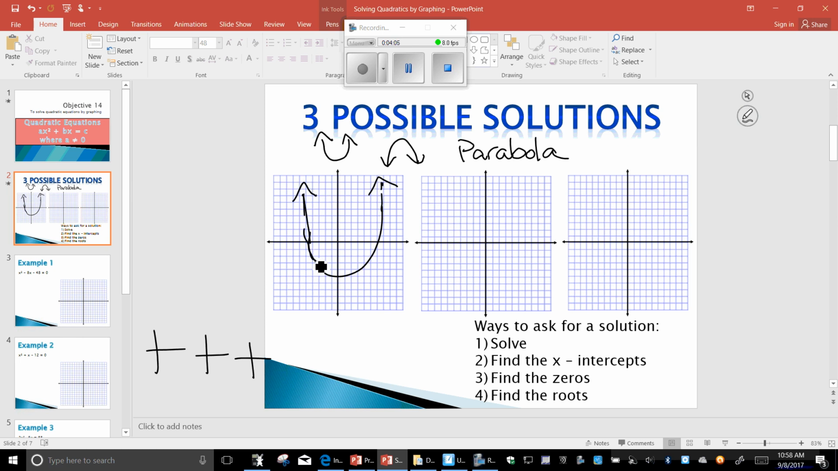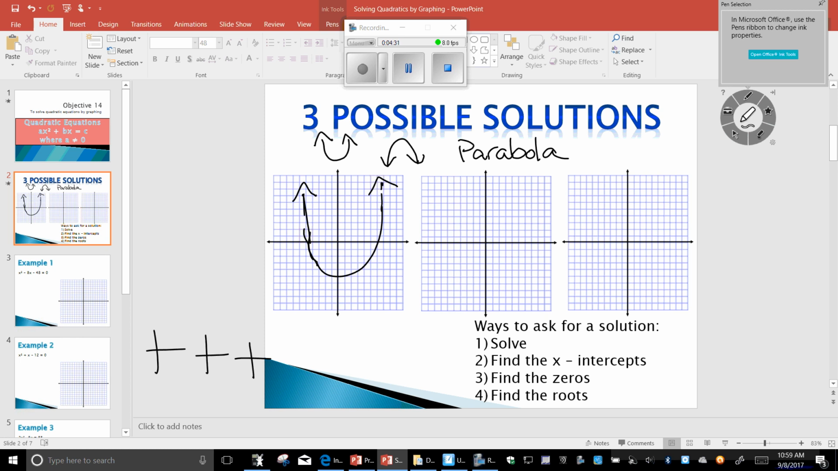And the question is, I want to know, where are the solutions? Where are the answers? I want you to repeat after me, even if you're watching the video. Anytime I ask you a question in the next 3 to 4 minutes, I want you to say where it crosses the x-axis. So let's try it. Where are the solutions? And you say where it crosses the x-axis.